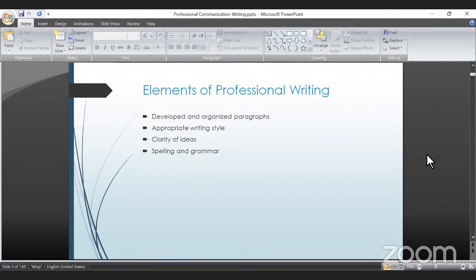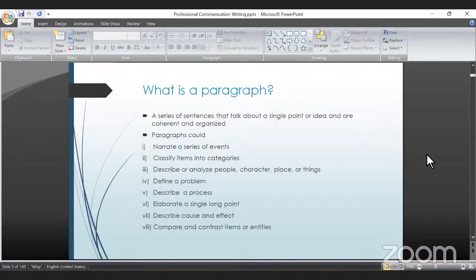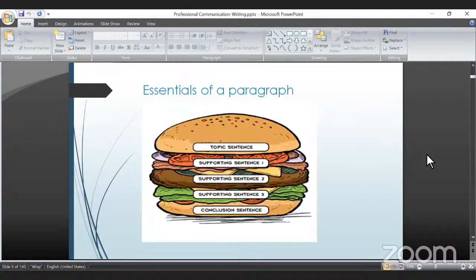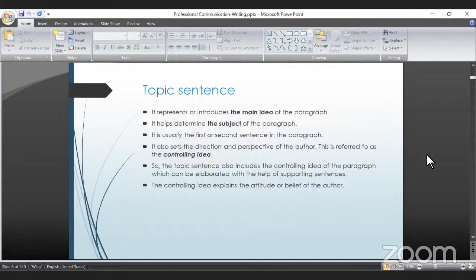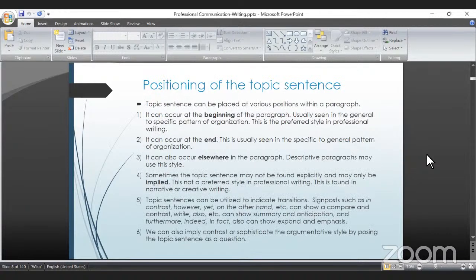So in the last class we were mostly discussing the development of paragraphs, within which we covered the first part, which is the topic sentence, right? We discussed what it is. We looked at how the topic sentence has both the topic and the main idea. Then we looked at the positioning of the topic sentence: whether it should appear in the beginning, at the end, or somewhere else in the paragraph. For professional writing, we said that the most preferred one is placing the topic sentence in the beginning of the paragraph, right?